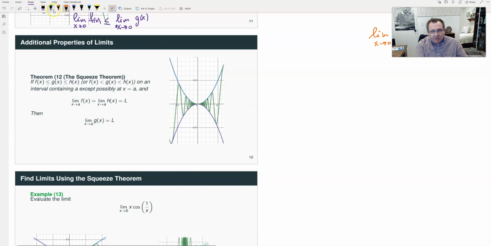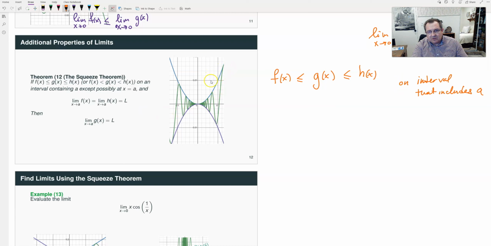A very important theorem in calculus is the squeeze theorem. The squeeze theorem states the following. Suppose we have an inequality that holds for three functions: f of x, g of x, h of x. The inequality can be strict or not strict; I will use the non-strict inequality. And that inequality holds for an interval that includes a.